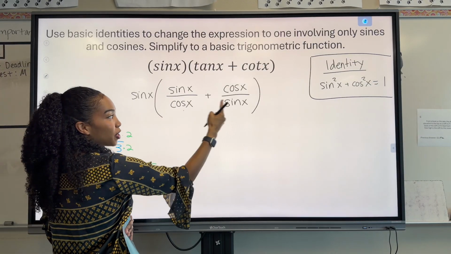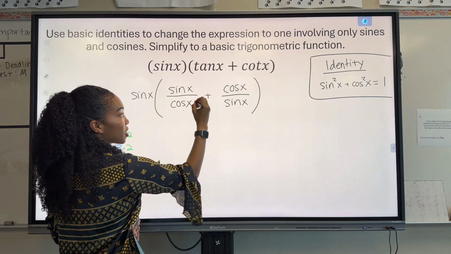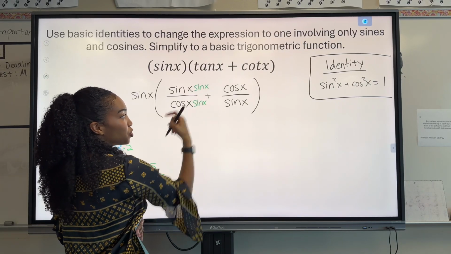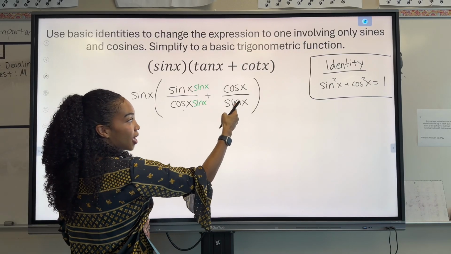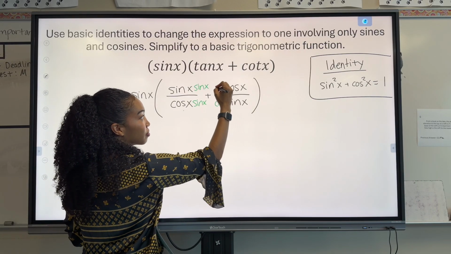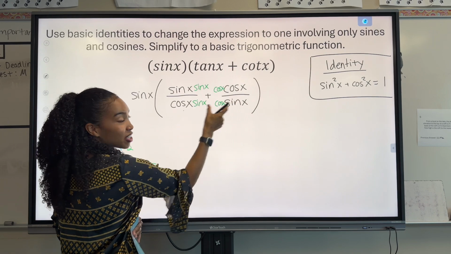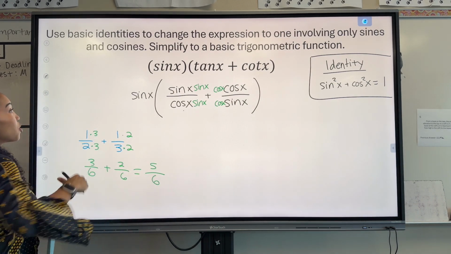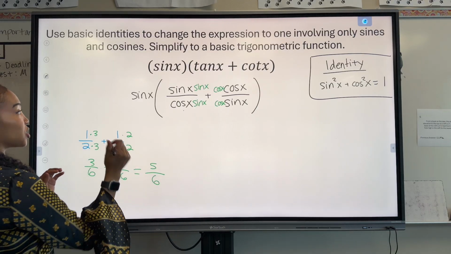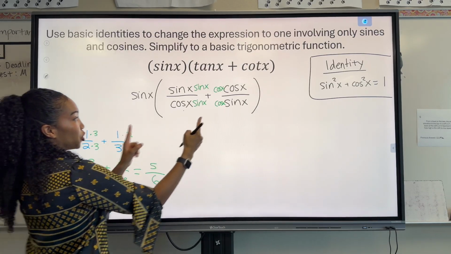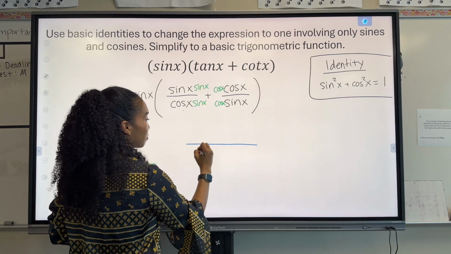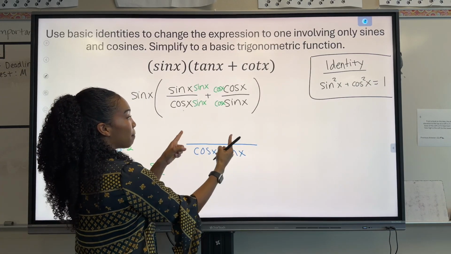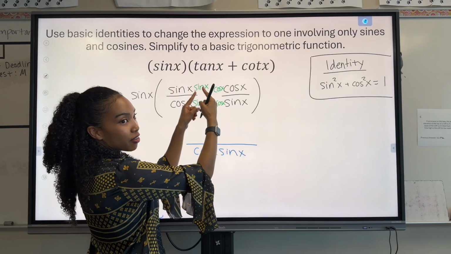Notice my denominators are different. This cosine needs a sine. And what you do to the denominator, you must do to the top. This sine needs a cosine. You see how they match now? Just like I had to do it over here? Okay. So, whenever you're adding fractions, your denominator stays the same. That's my denominator. My numerator, we're going to add them together.